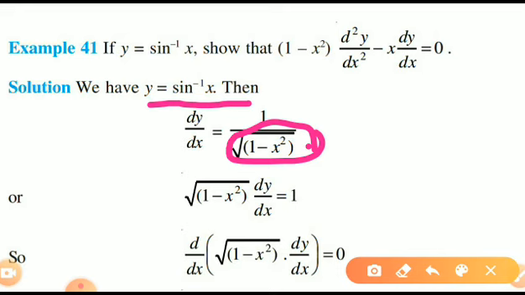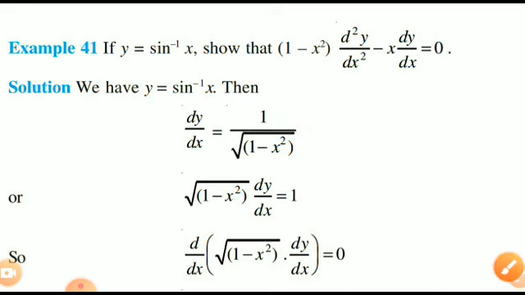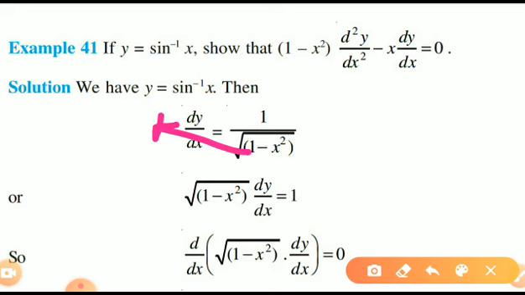Now by the usual method, I can find your d2y by dx square just by making use of your u by v. No problem. Either you can make use of that, or multiply that root of 1 minus x square to your left hand side. So here I have multiplied that root of 1 minus x square to the left hand side. So it is root of 1 minus x square into dy by dx, which is equal to 1. Okay, so this is what I have done.